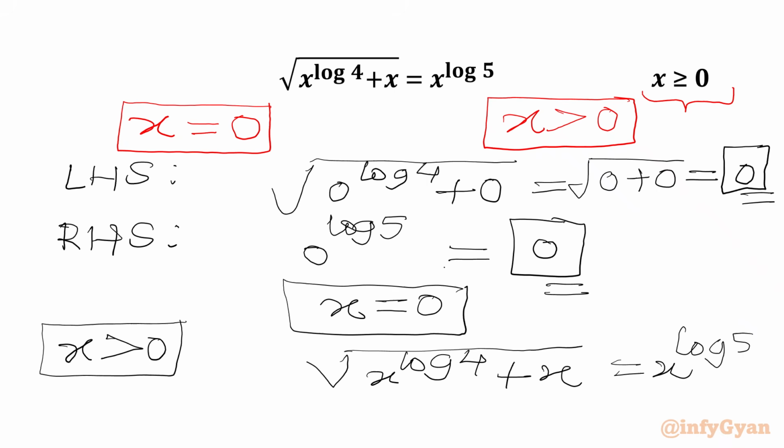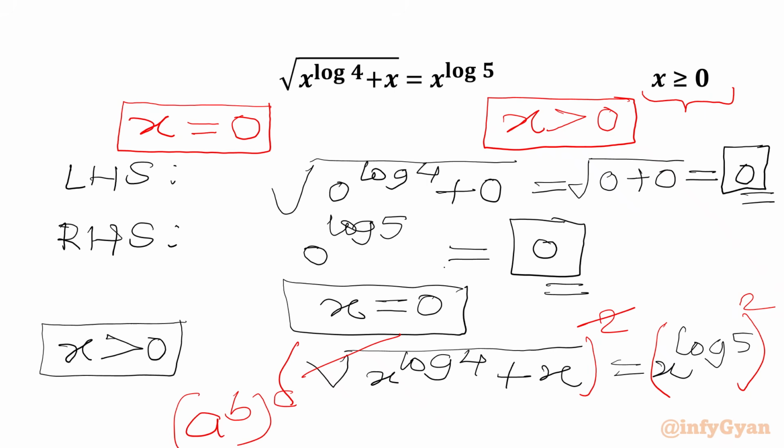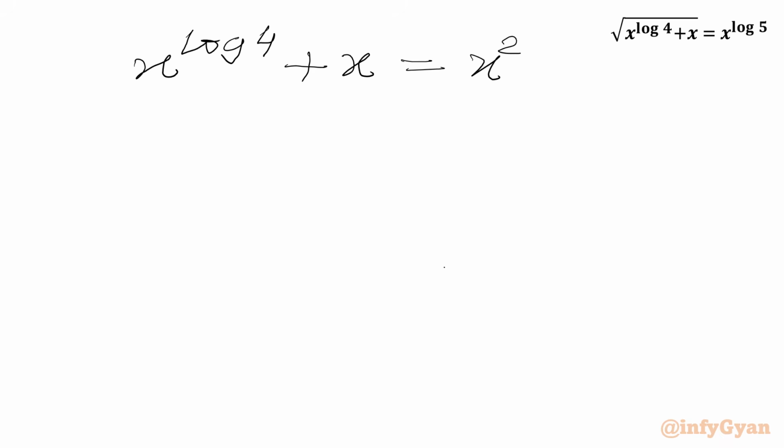Now we'll be squaring both sides since we have a square root in the LHS. So we will cancel the square root with the square on the left hand side, and we are going to use the power property from exponents, a power b whole power c is equal to a power b times c. So we need to multiply these two powers on the right hand side, and we will get x raised to the power log 4 plus x equal to x raised to the power 2 log 5.